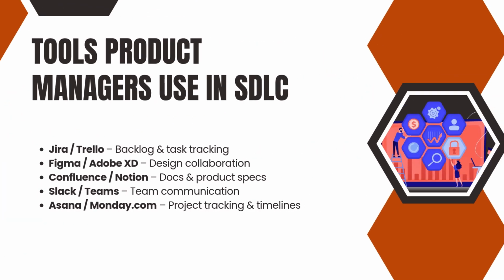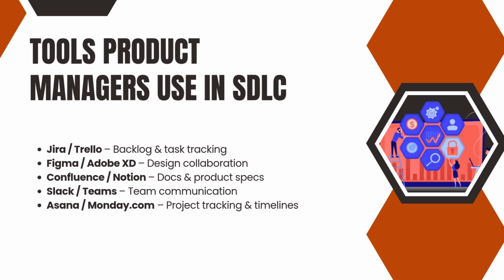So now we will see the tools that product managers use in SDLC. Jira or Trello, tools used for backlog and task tracking. Figma or Adobe XD, used for design collaboration. Confluence or Notion, used for docs and product specs. Slack or Teams, used for team communication. Asana or Monday.com, used for project tracking and timelines.